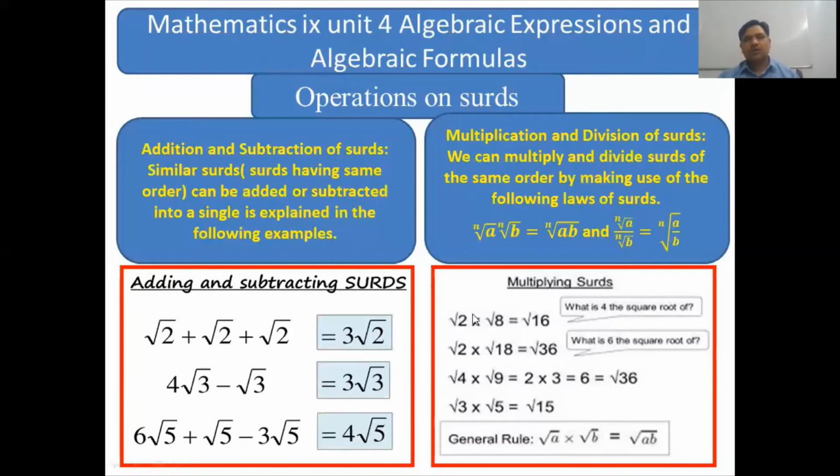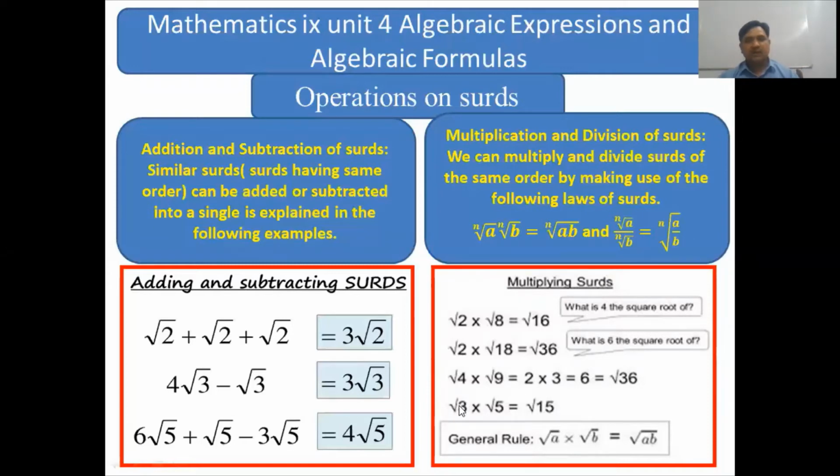Again, see, square root of 2 multiply square root of 8 is equal to square root of 16 by using the first law. And again, square root of 2 multiply square root of 18 is equal to square root of 36. So by using the first law, square root of 4 multiply square root of 9. So we can take 2 outside. The 4 can be written as 2 square, and 9 can be written as 3 square. So square cancels out with square root, and we are left with 2 multiplied by 3. We have 6. So this is 6, which can be written as square root of 36.